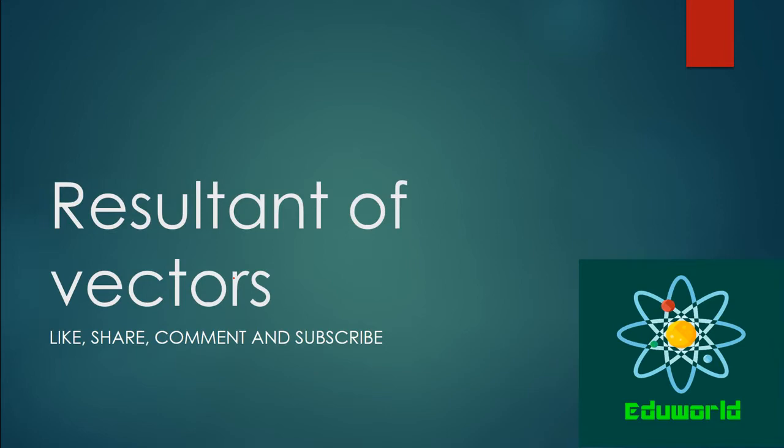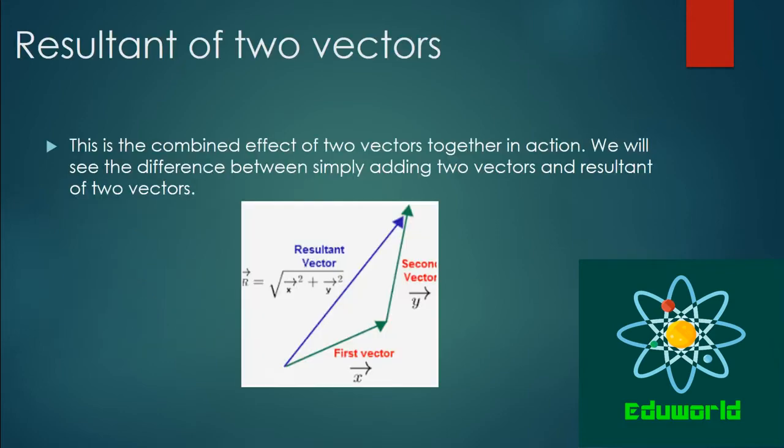So in this video we are going to talk about resultant of vectors. To talk about resultant of vectors, first we will have to understand physically what is the meaning of resultant. What is resultant? Resultant is simply the combined effect of two vectors when applied together, or together in action. If we give an example, this will be more clear to you.